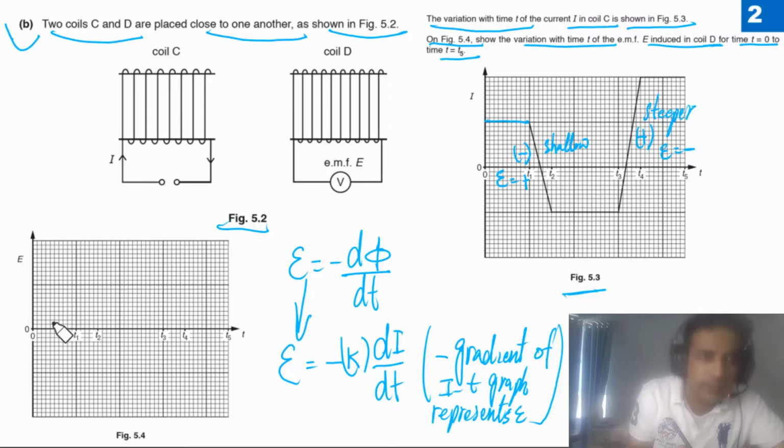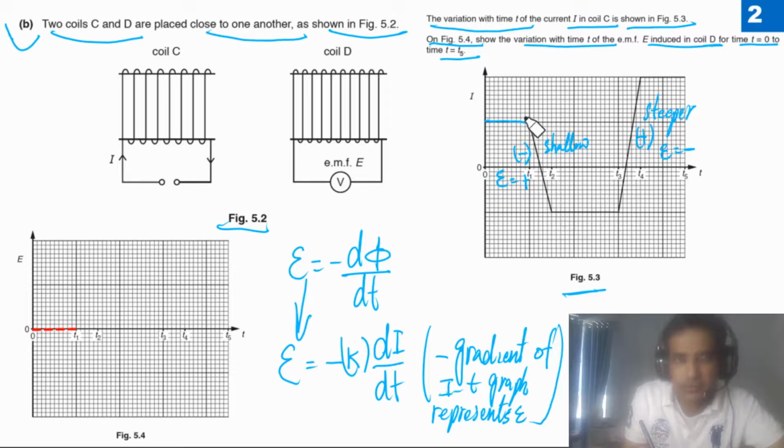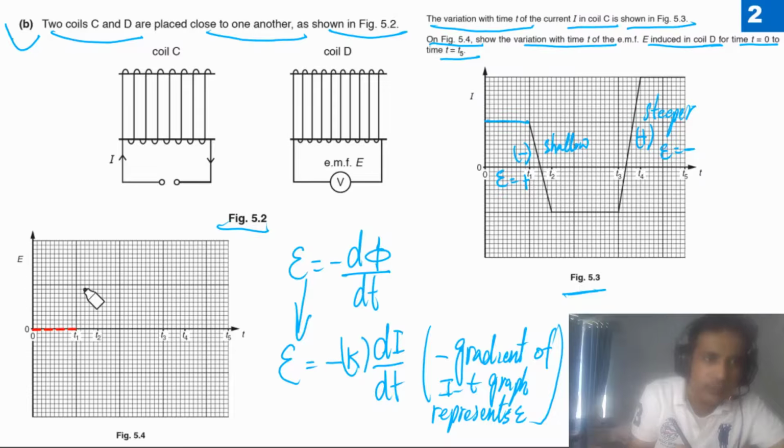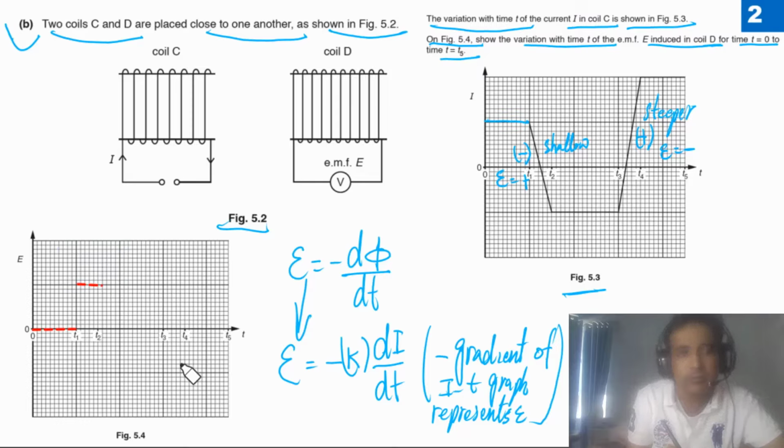Now let's try to sketch the graph. In the first part, until t1, gradient is equal to 0, so it simply means that EMF is equal to 0. So we can draw this line here. And in the second part, gradient is negative, so EMF will be positive. So we can see this is about 6 lines. Until this, gradient is positive, and after that gradient is 0 because gradient in this part is equal to 0. So we can draw the line from here.